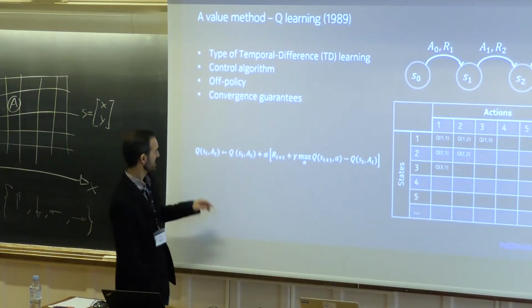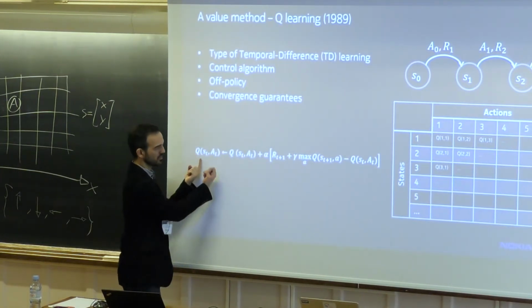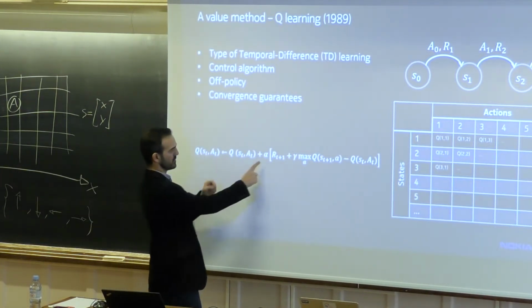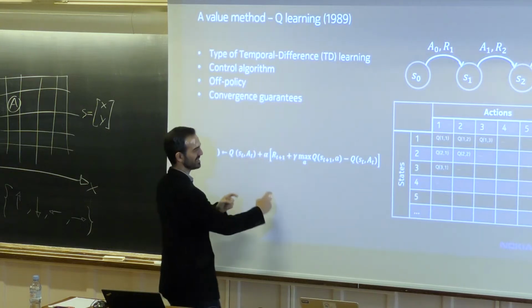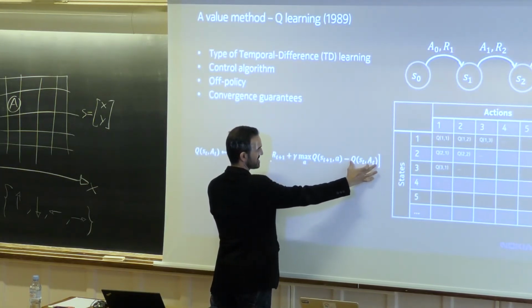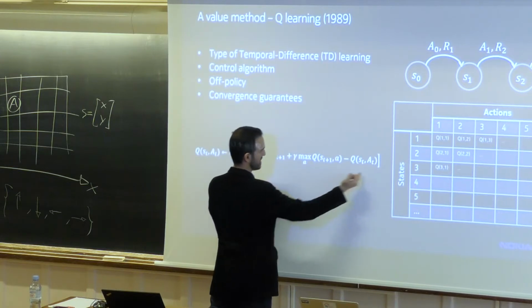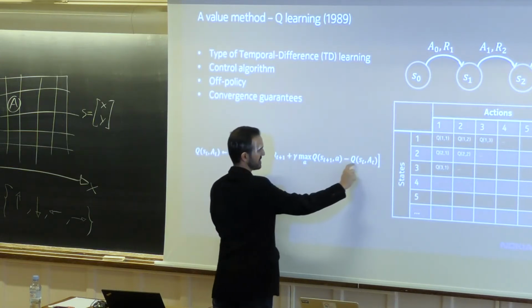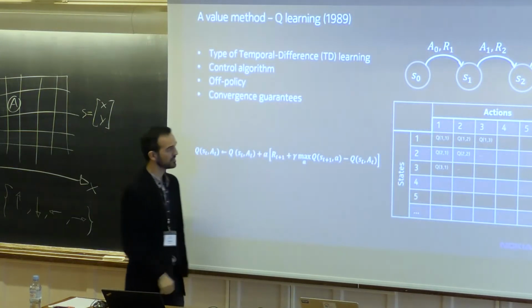And you see here that we're updating the table using a learning rate, which basically scales the error that we're making in the prediction. So this is the original estimate, and this term here is the error that we had on this estimate for a given transition.